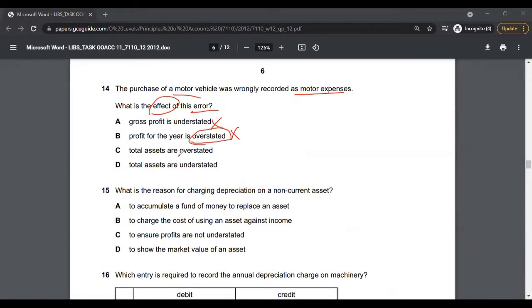Total assets are overstated. No, total assets should be understated in this case because the amount of the motor vehicle went into motor expenses. So this is wrong again. Total assets are understated. Yes, this is true. So the answer for multiple choice 14 is option D.